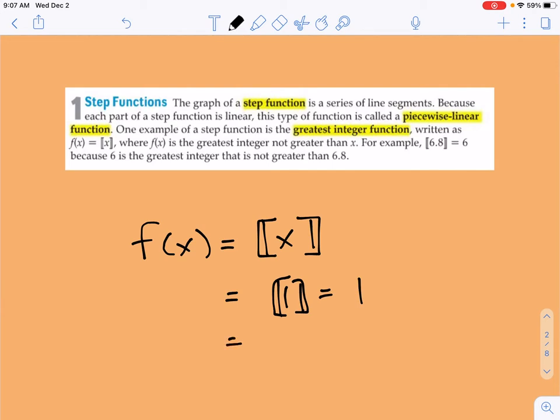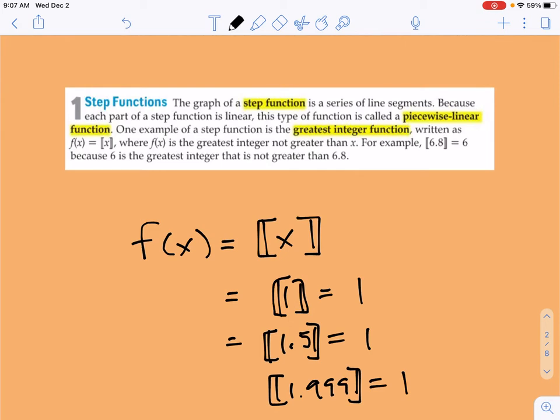If I put in 1.5, the greatest integer that's not greater than this would be 1, right? And anything all the way until you get to 2, so even 1.9999 would give me a value of 1. So it's almost like a round down sort of function. That's the way I think of it.